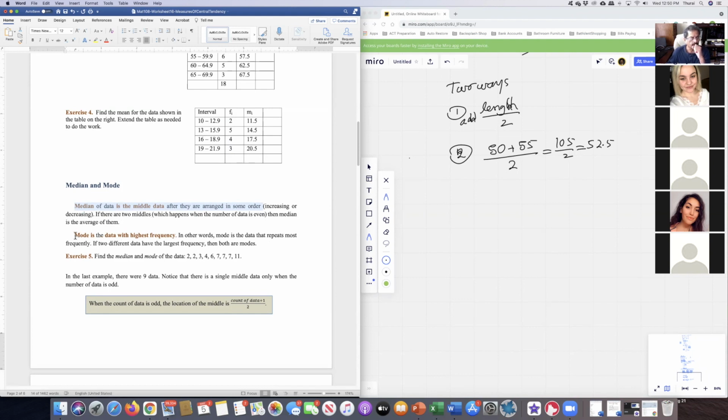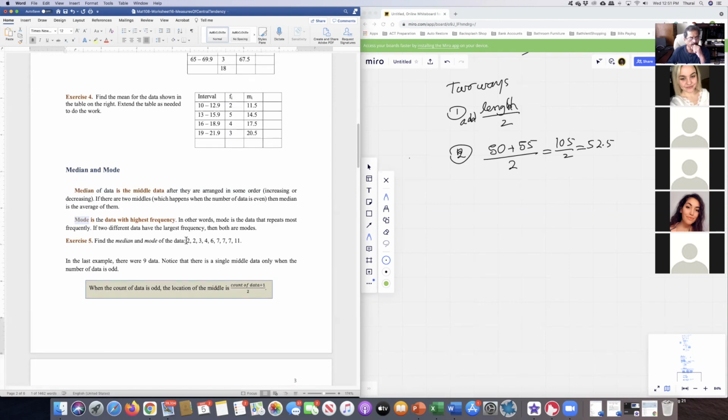Let's also understand the mode. The mode is the data with the highest frequency. The data that occurs most frequently is called the mode. Okay, so let's do an example. This is the data given to you. We're using a simple example to illustrate. First of all, can you tell me what the mode is?